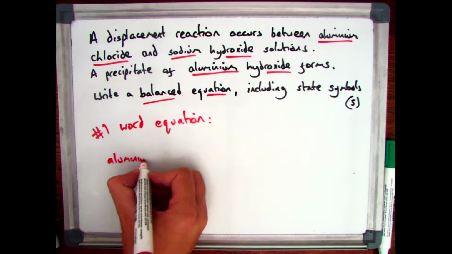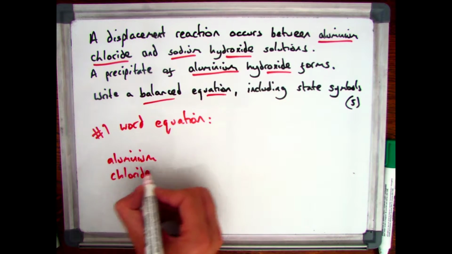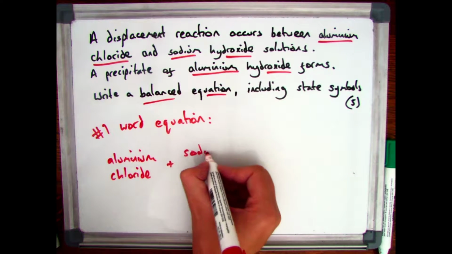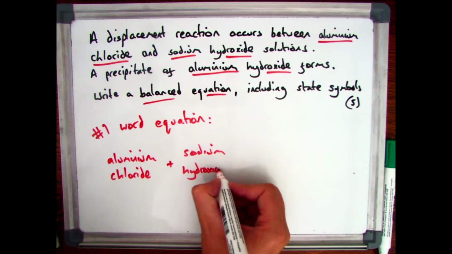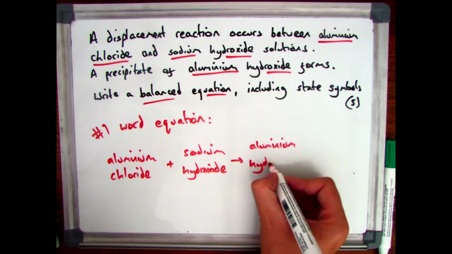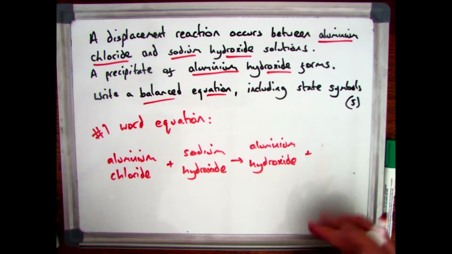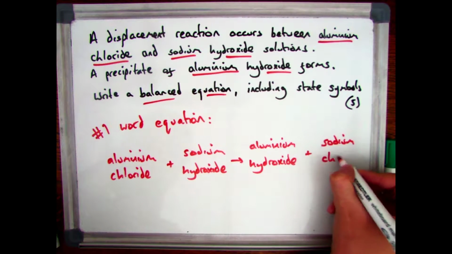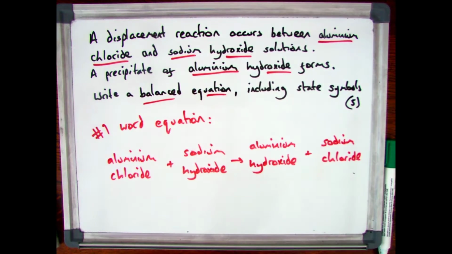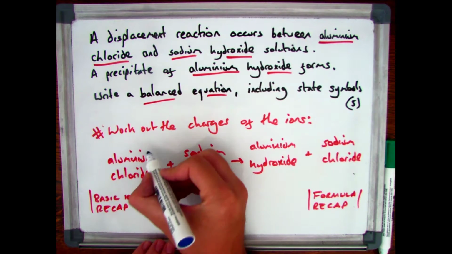So it says aluminium chloride reacts with sodium hydroxide, so that will be aluminium chloride plus sodium hydroxide to form aluminium hydroxide. And then we've got something else, you can't just leave it at that. We've got sodium left over and we've got chlorine left over, so we're going to have sodium chloride. Now the next step is to work out the formula of all the ions. There are links here if you need to go back and actually work out how to do that. I'm going to presume that you can do it at this stage.